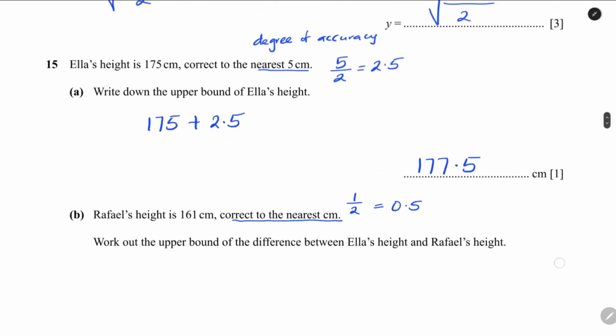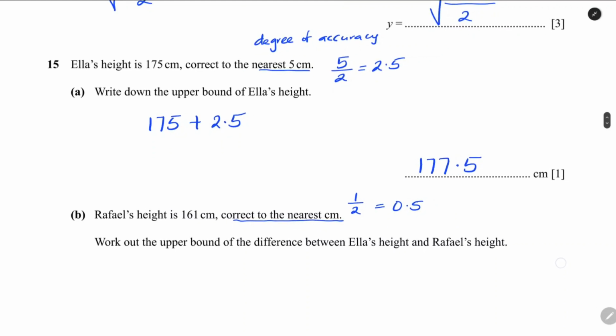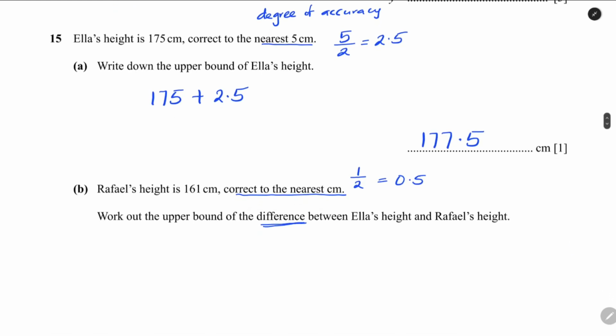Now, what is Ella's height? Ella's height is 175 centimeters, while Raphael's height is 161 centimeters. You might assume you just need to say 175 minus 161 and you're fine. No, this is testing your knowledge of upper and lower bound. When you have a scenario where you are required to find the difference, you need to look at the subtraction scenario that I stated in the previous video.